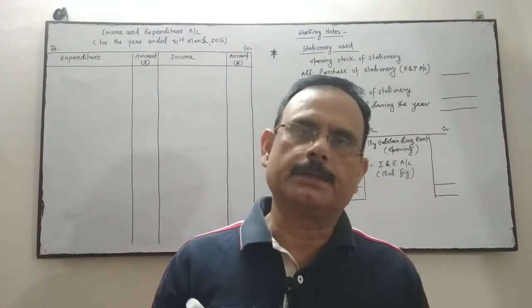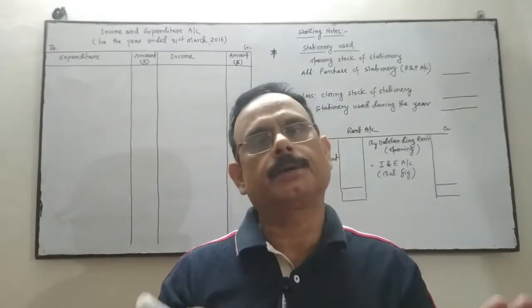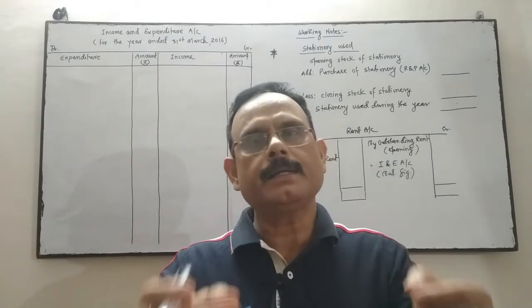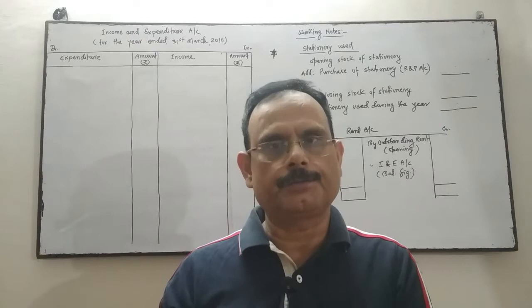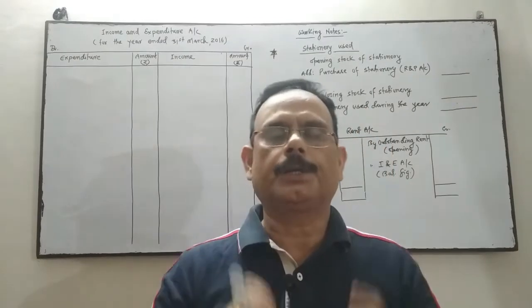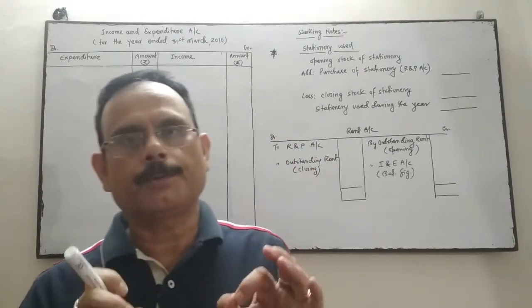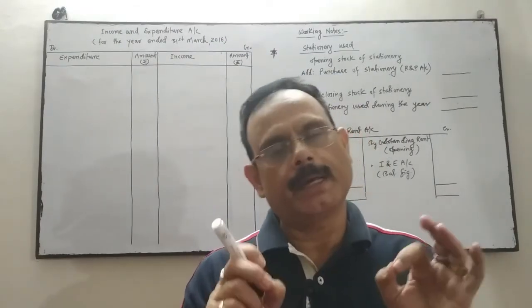In that question, you will get the receipt and payment account, the ledger of receipt and payment account, and some additional information. Using this additional information, meaning adjustments, and the information given in the receipts and payments account, you have to prepare the income and expenditure account and balance sheet.